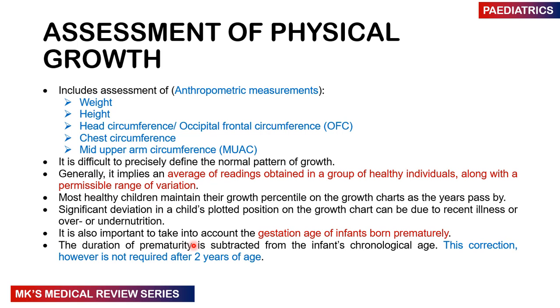Remember that it's important to take into account the gestational age of infants that are born prematurely. If it's a premature child, you should subtract the duration of the prematurity from the infant's chronological age. Of course, this correction is not needed when a child reaches 2 years. You don't need to correct this. You just take it as it is.